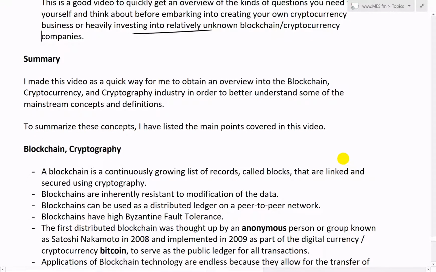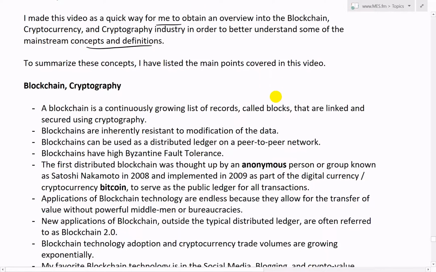So now let's go over a summary of all this. I made this video as a quick way for me, and hopefully for you if you enjoyed it too and learned, to obtain an overview of the blockchain, cryptocurrency, and cryptography industry, the whole industry, in order to better understand some of the mainstream concepts and definitions.